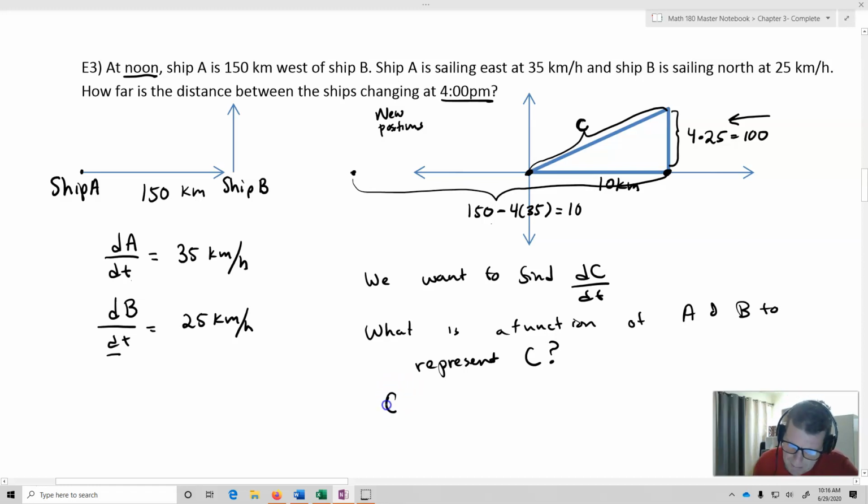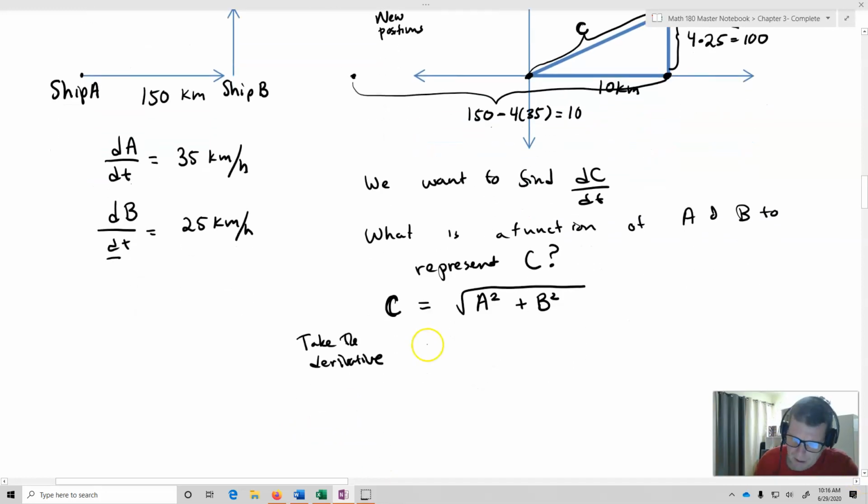And so C, my line, is going to equal the square root of a squared plus b squared, right? A squared plus b squared equals c squared. So C is going to equal the square root of a squared plus b squared. Awesome. So now I can take the derivative. So I'm going to move this up a little bit so I can do that. So dc dt is going to equal, okay, now I'm going to actually write this out.